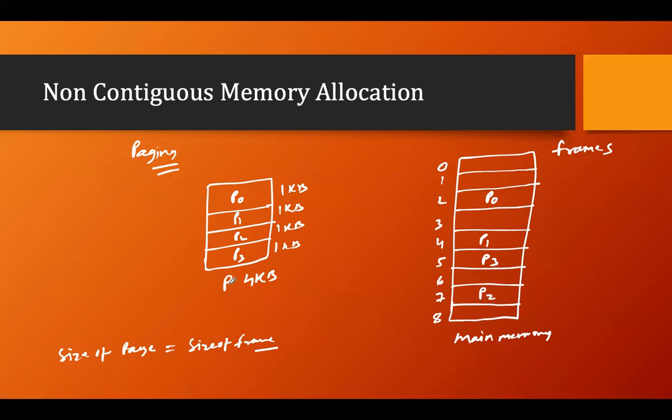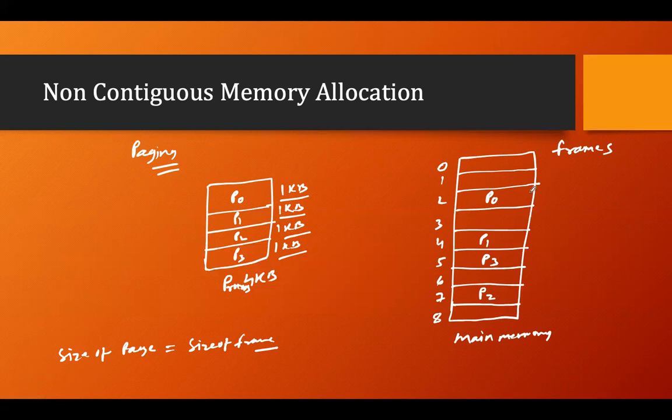As you can see, this particular process is divided into a number of pages, and each page has some size. That size depends on the operating system. So it may be anything, and the page size will be equal to the frame size. We assume that. Why are we doing that? The reason is very simple.